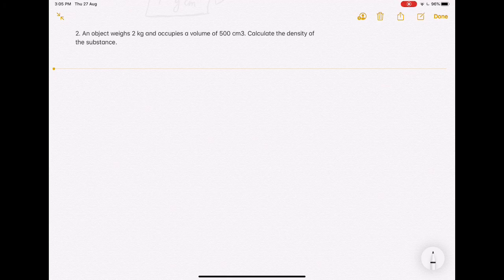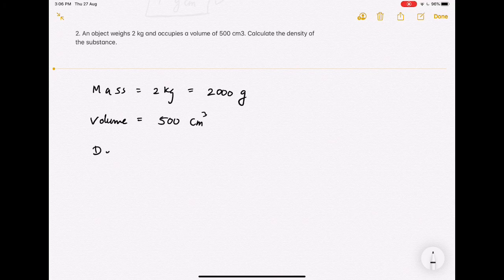An easier option would be to convert the kilogram into gram so that we can express the density in gram per centimeter cube. So we can write that the mass is equal to 2 kilogram, which is equal to 2000 grams, since 1 kilogram is equal to 1000 grams, and volume is given as 500 centimeter cube. Therefore density is equal to mass by volume.